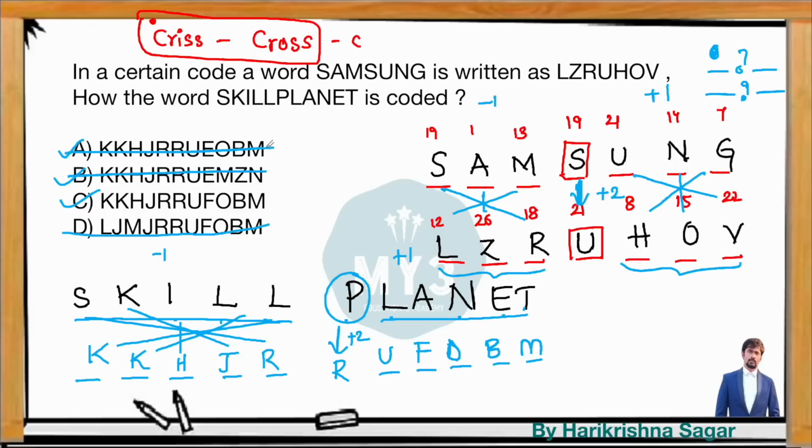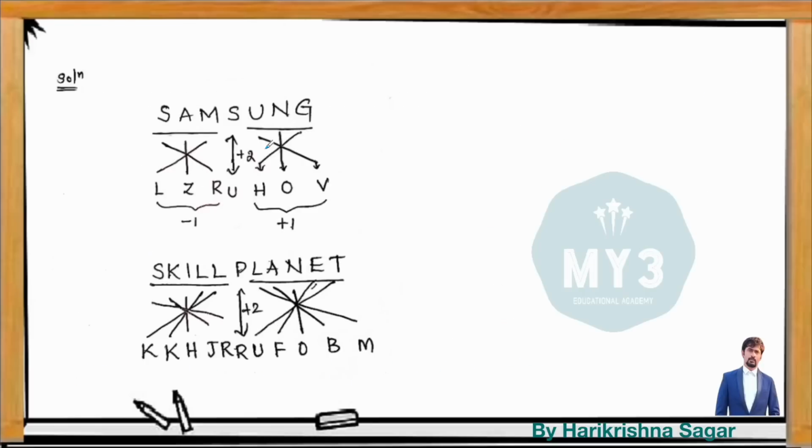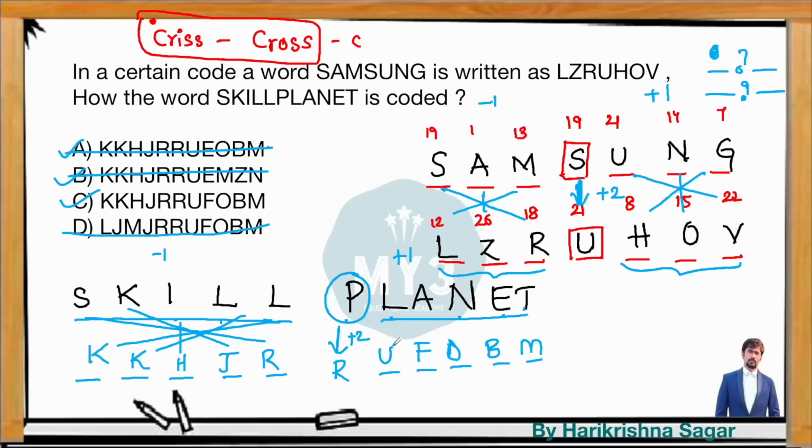If you want to understand clearly, you can just observe this. This is what is happening. First 3 letters and next 3 letters and the middle alphabet. First 5 letters, next 5 letters and the middle alphabet. Like that the pattern is given.